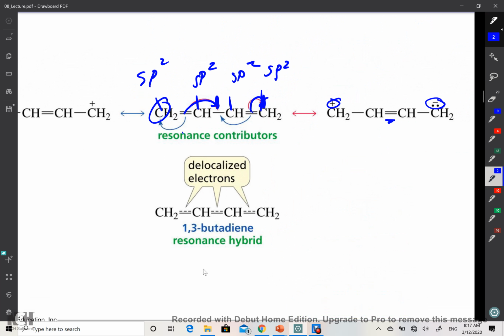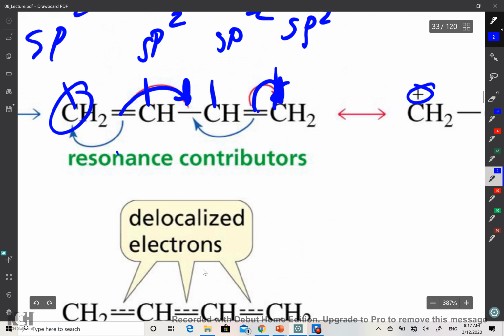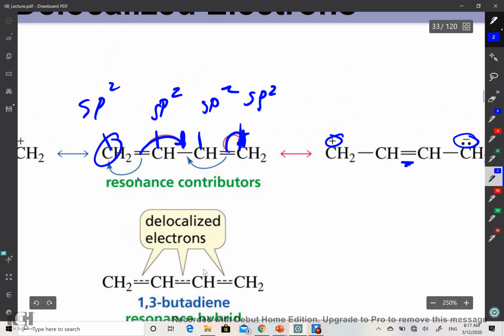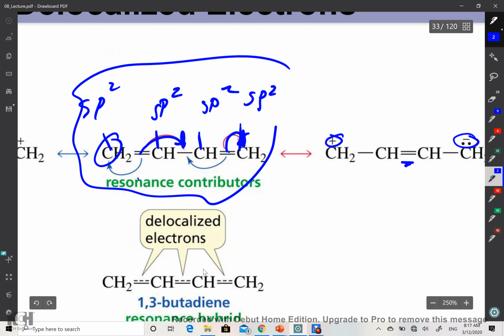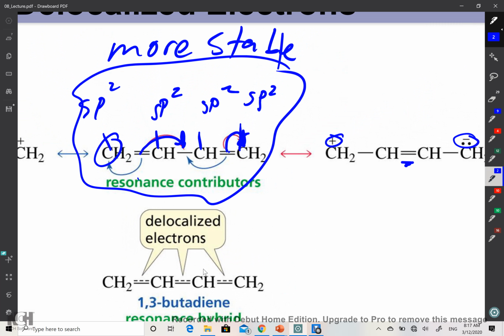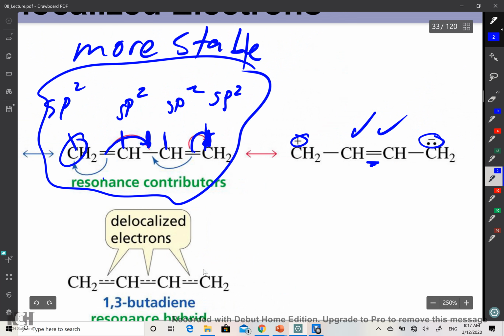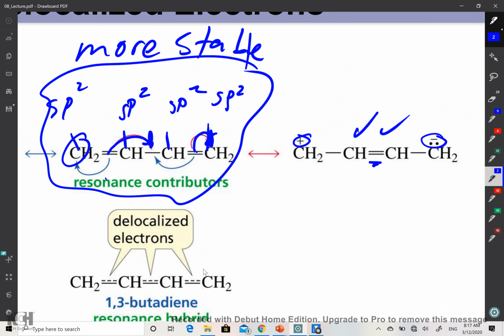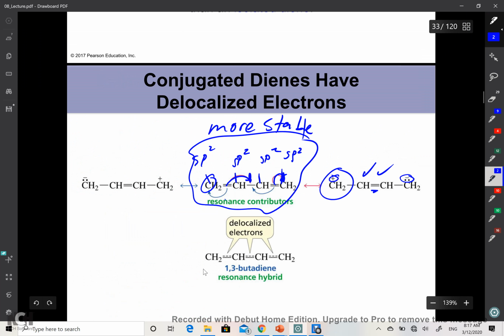Although you have these 2 resonance structures, what you also need to notice is that this particular structure here is more stable compared to this one. And the reason is clear, right? This carbon atom here does not satisfy the octet. That carbon atom doesn't satisfy the octet.